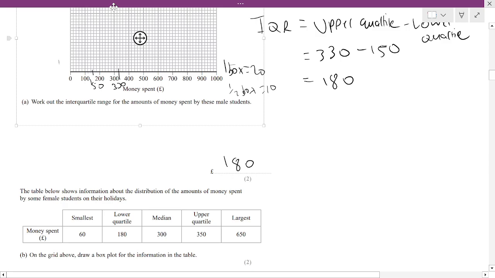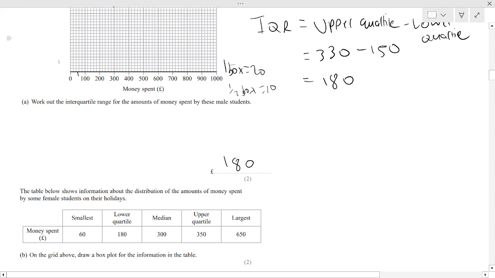So for the box plot, the smallest value is 60. So we need to find where 60 is. It's going to be here, right? This line here. So that's your minimum, your smallest, and your lower quartile is 180. Then draw another line. That's going to be here, right? Because that's going to be 180.